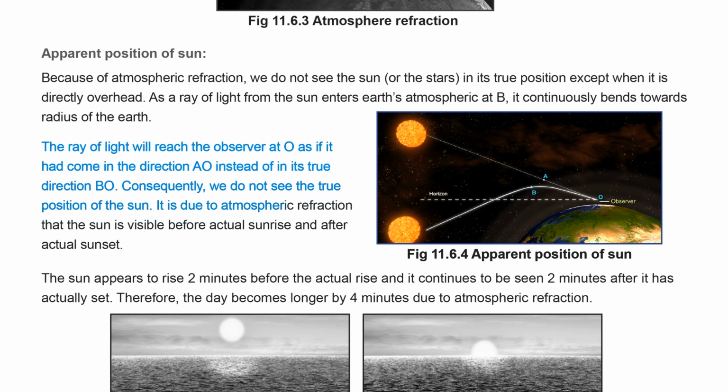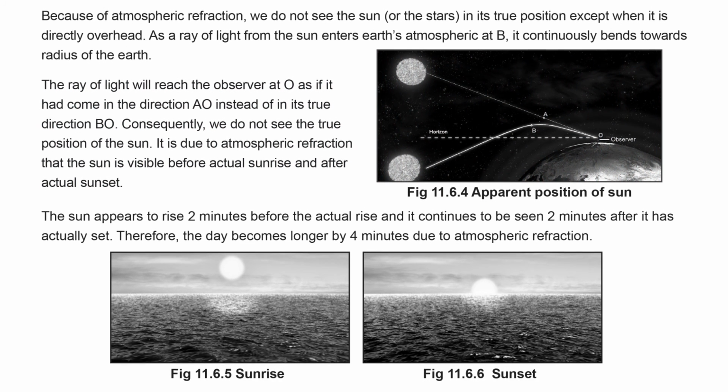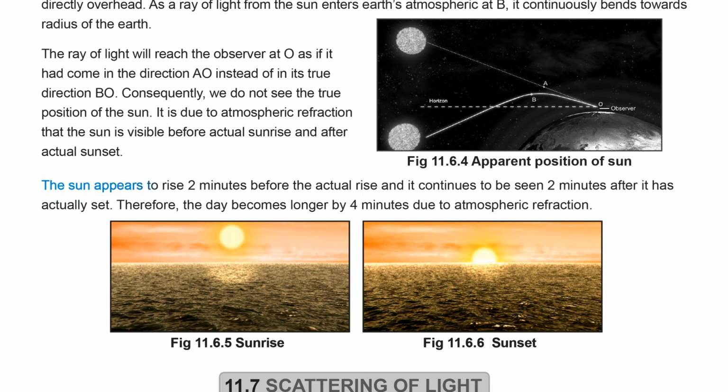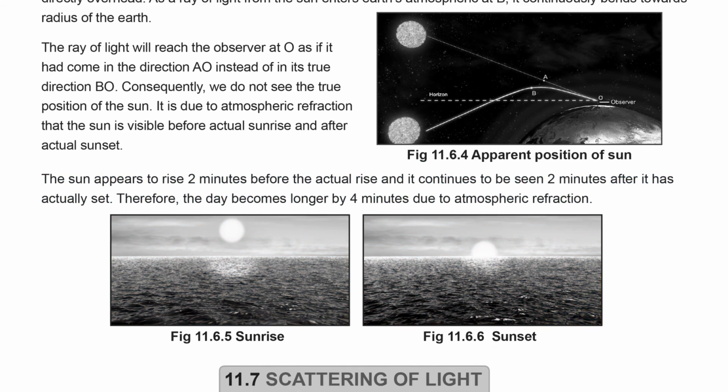It is due to atmospheric refraction that the Sun is visible before actual sunrise and after actual sunset. The Sun appears to rise 2 minutes before the actual rise, and it continues to be seen 2 minutes after it has actually set. Therefore, the day becomes longer by 4 minutes due to atmospheric refraction.